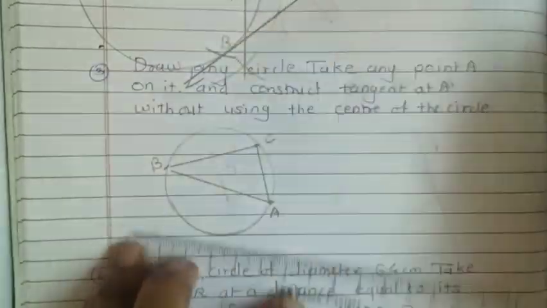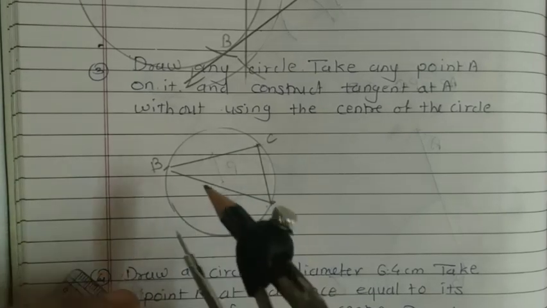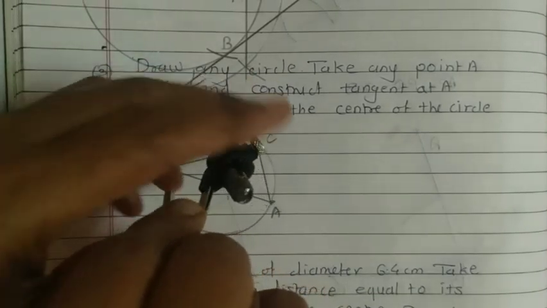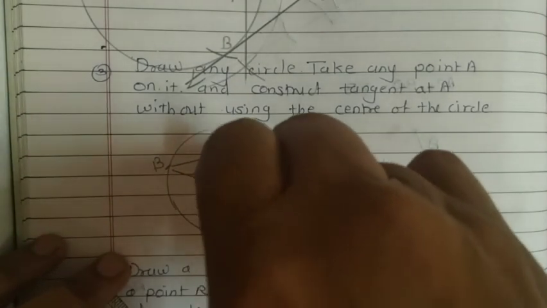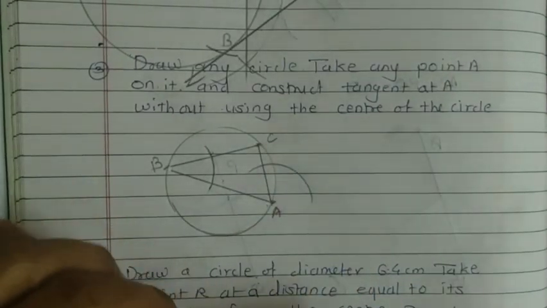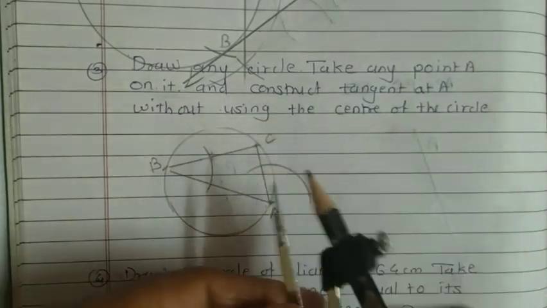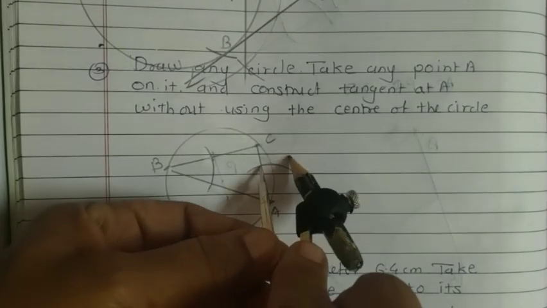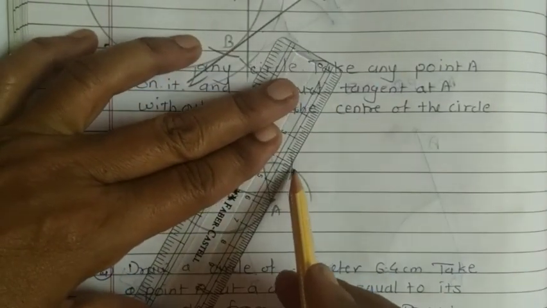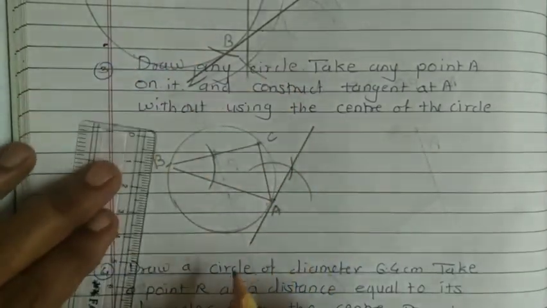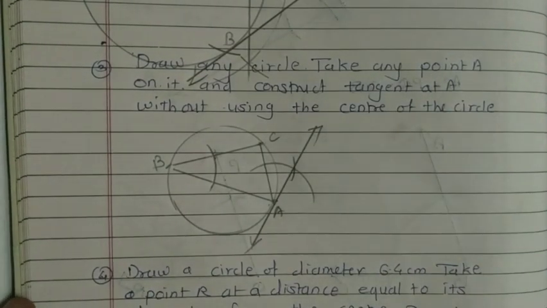After that, we have to draw an angle congruent to angle CBA, taking vertex A. For that, using the compass, first of all, we draw this arc with the same radius. Taking A as center, we construct this arc. Then by measuring this and putting it here, we construct this arc, and this point of intersection and point A form a tangent at point A without using the center.